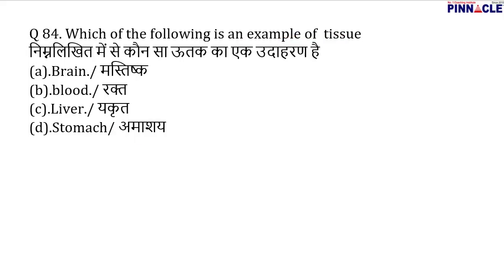After question number 83, question number 84 asks us which of the following is an example of tissue. Blood is an example of tissue, and it's a type of connective tissue. Why is it said to be connective tissue? Because it connects the entire body system. Blood is made up of four components: plasma, white blood cells, red blood cells, and platelets. Always remember that it's a type of connective tissue, and it is red in color because of the presence of hemoglobin in it. So question number 84, B is the correct option.